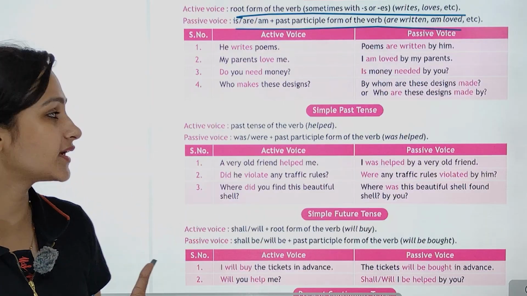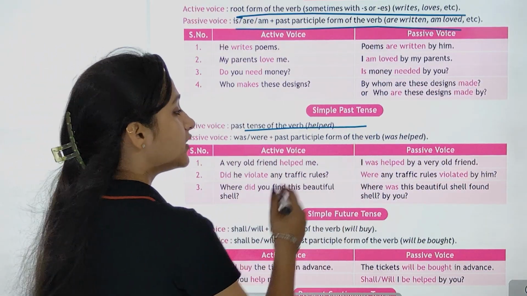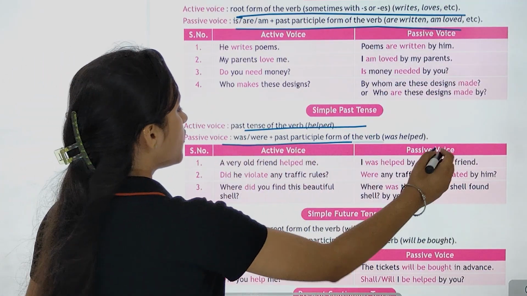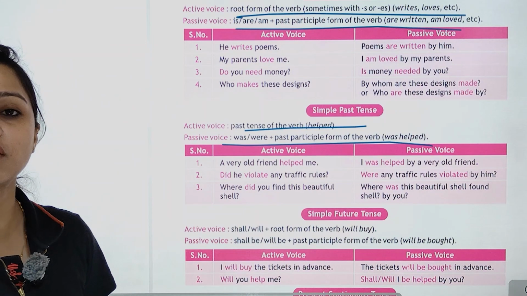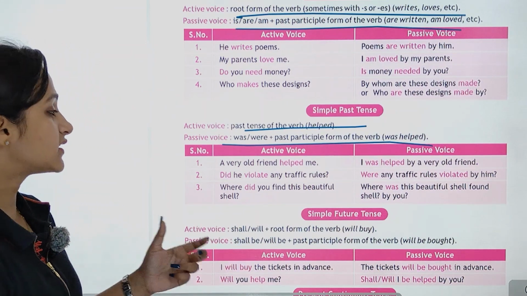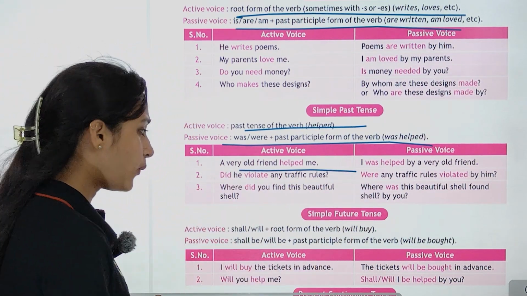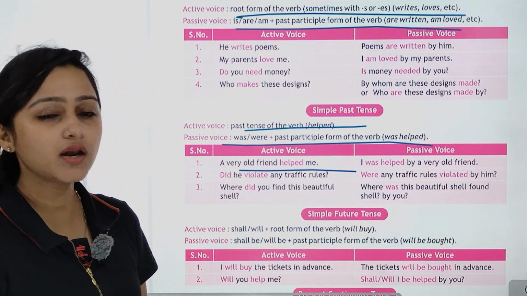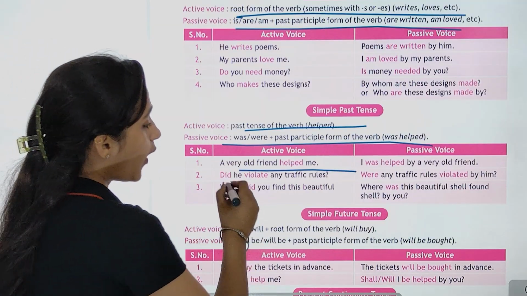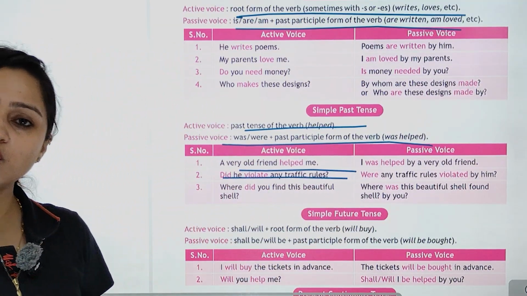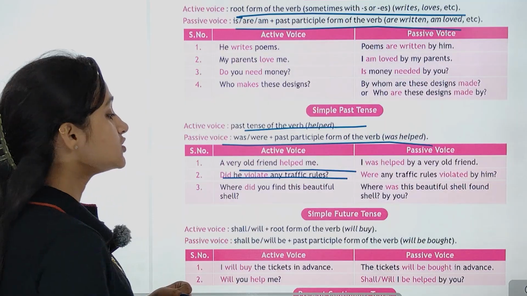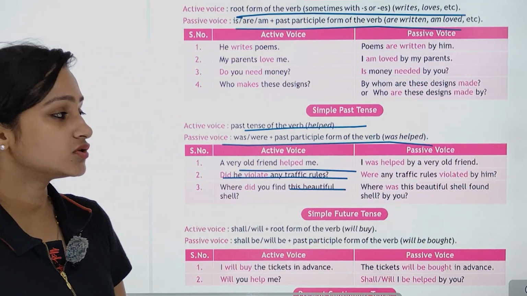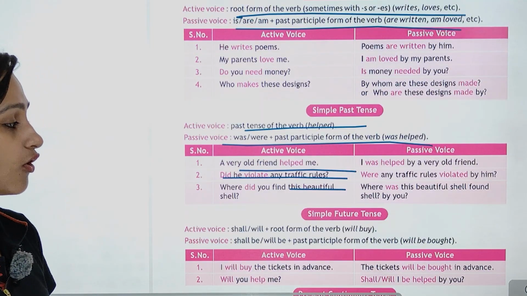So simple past tense में कैसे करते हैं? Active voice को past tense of the verb like helped. Passive voice में क्या होता है? Was, were plus past participle form of the verb, was helped. Like active voice, a very old friend helped me. Passive voice में क्या होगा? I was helped by a very old friend. So did he violate any traffic rule? Were any traffic rule violated by him? So where did you find this beautiful shell? Where was this beautiful shell found? A shell found by you?